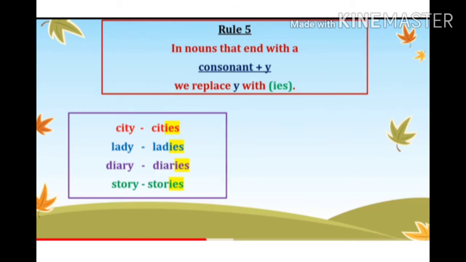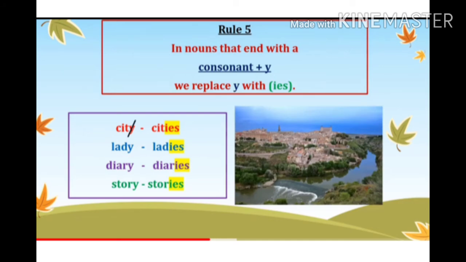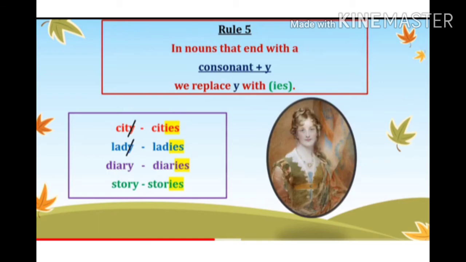The first noun here is city. Look at this word. The last letter here is Y. Check, is there a consonant just before Y? Yes, T is a consonant. That means we will cut Y and replace it with IES. And city word will become cities. Similarly, the next one, lady. Lady word is ending with a Y. And just before Y, you have D. That's a consonant. So cut Y and write IES.